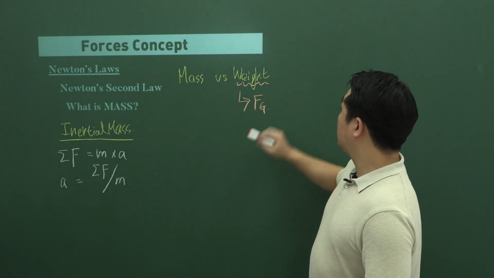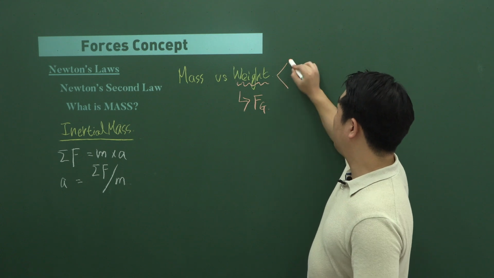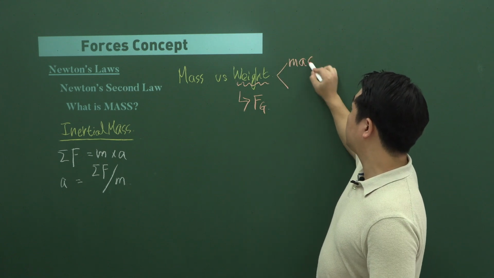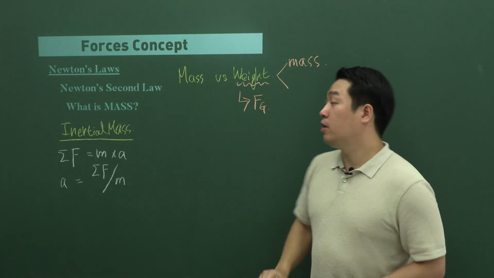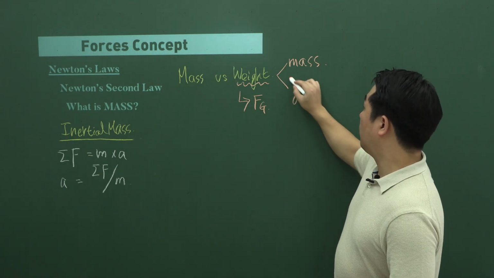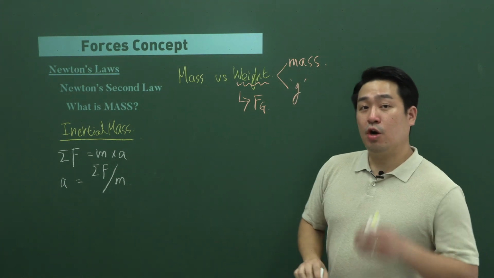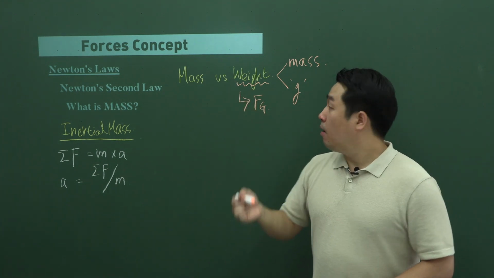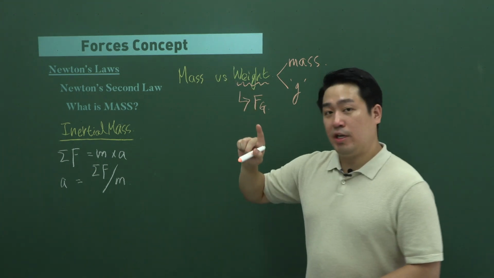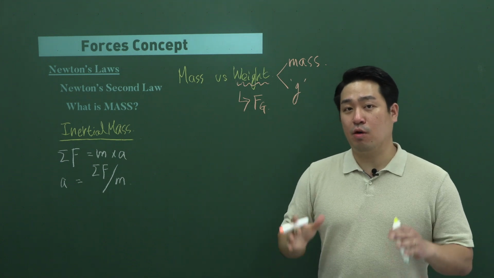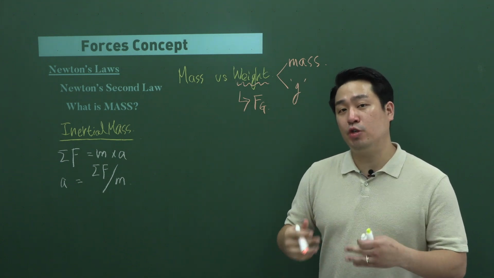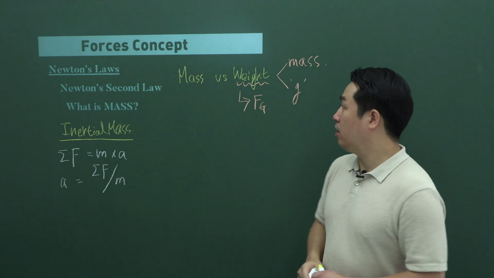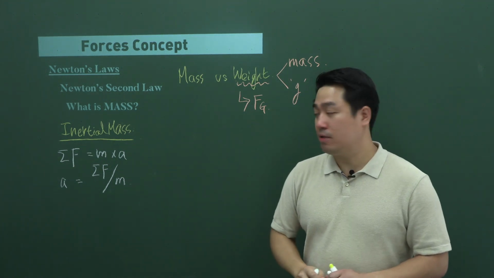So weight depends on two things, which is the mass of the object itself and also the gravitational pull of that planet. So we can clearly see that weight and mass are two different things. But what is really the definition of mass then? Is it the quantity of an object, or how should we interpret the nature of this term, mass?